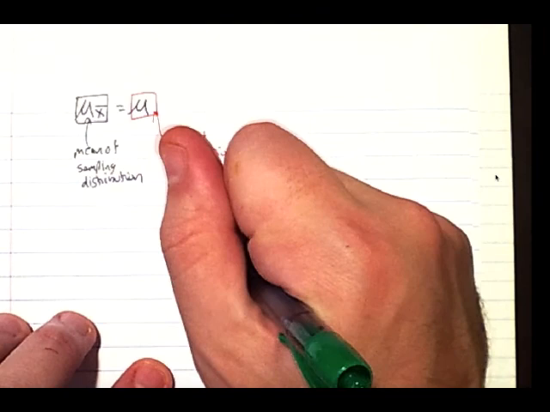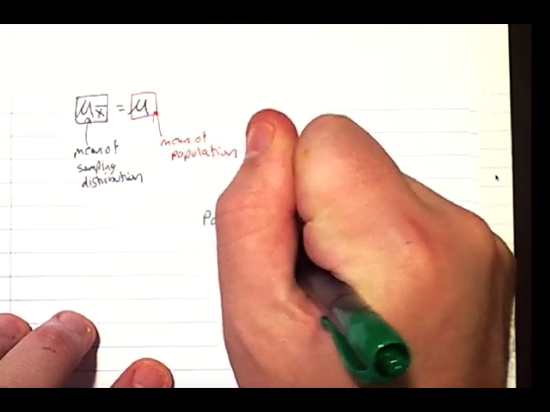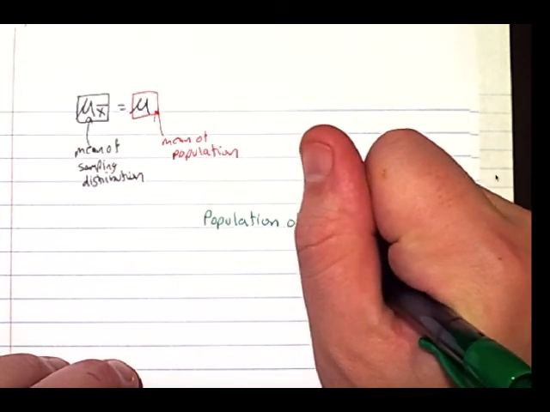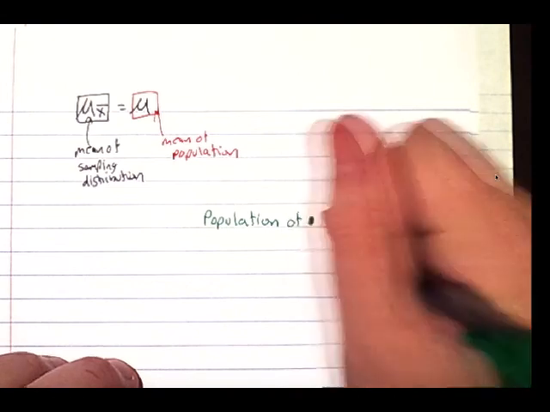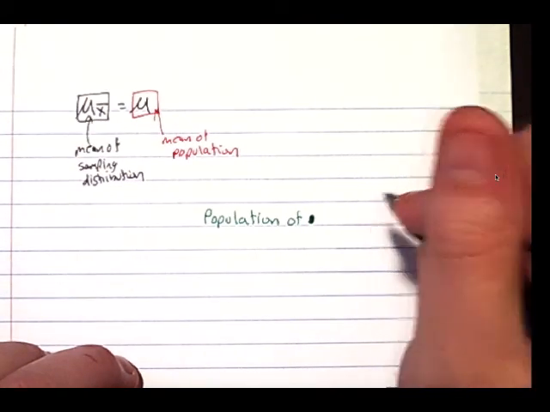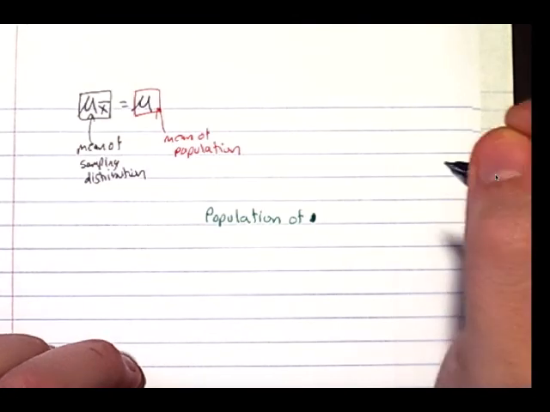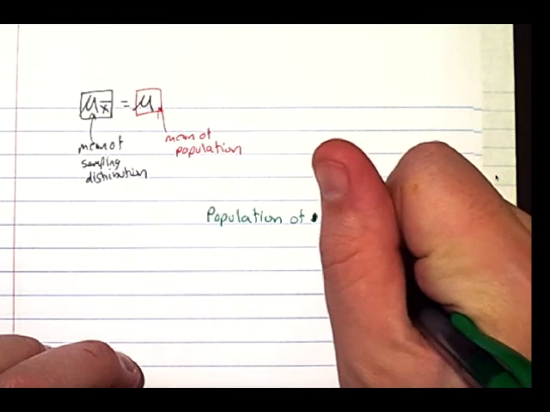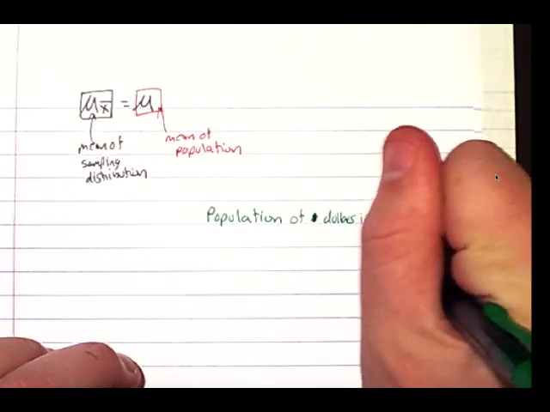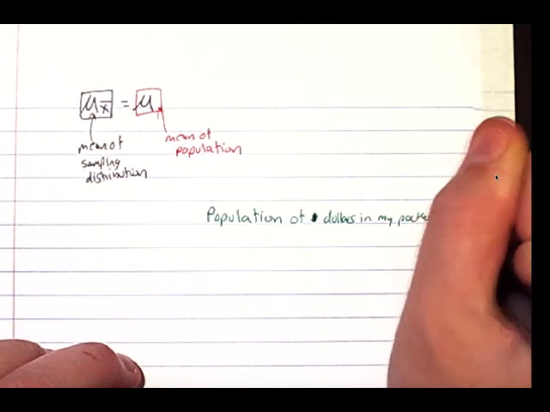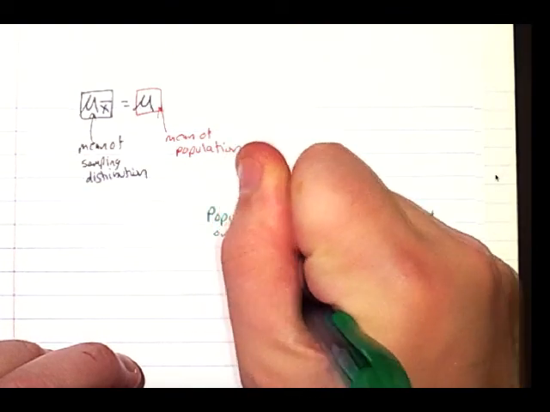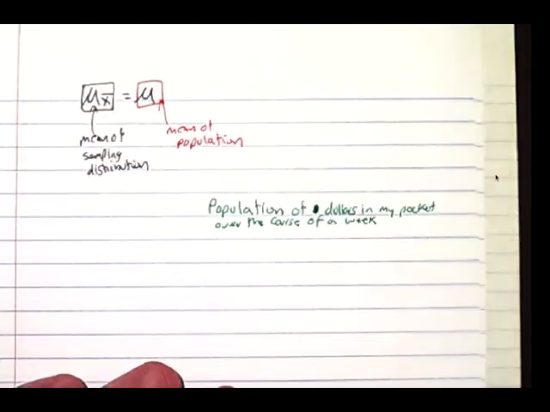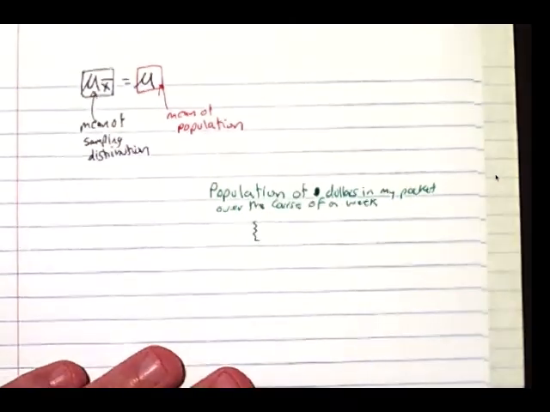Let's just do an example real quick. Let's say a population of, I don't know, trying to think of an example here. Population of dollars in my pocket over the course of a week. So over a school week, we'll just do five values.